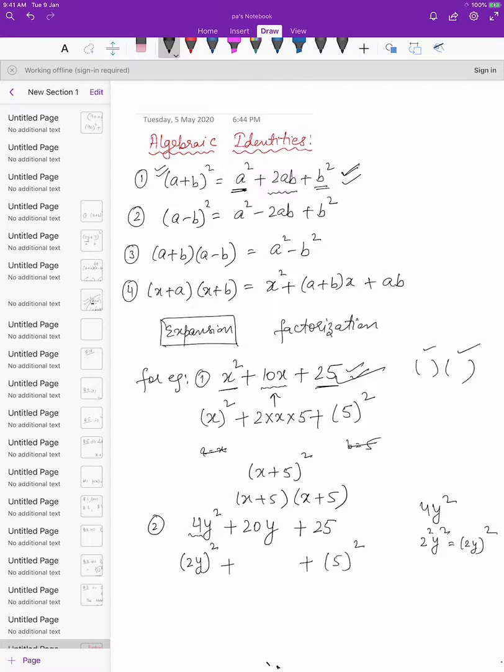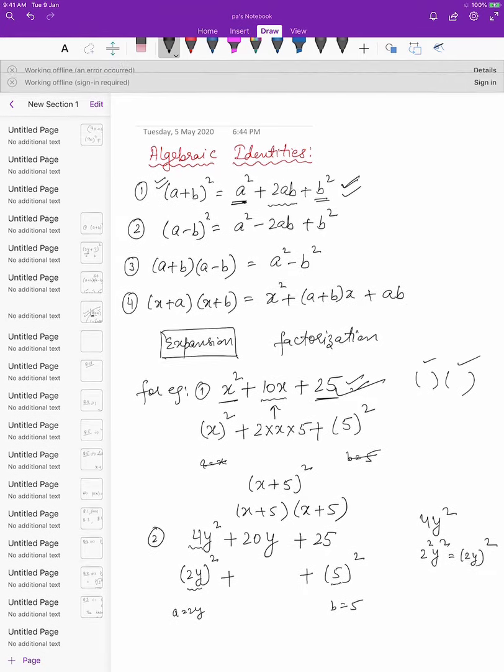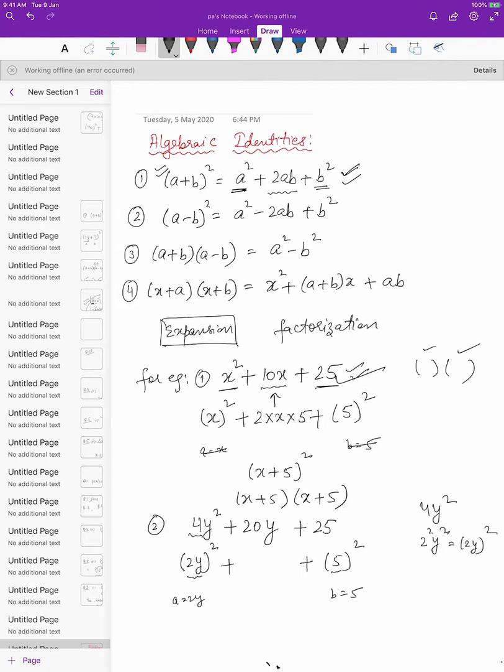So now I have two terms which are perfect squares. In this case, my a will be 2y and b will be 5. I just need to check, is the middle term also in the form of 2ab or not. So let me write it as 2ab: 2 into a is 2y, so I will write 2y here. b is 5, so I will write 5 here.